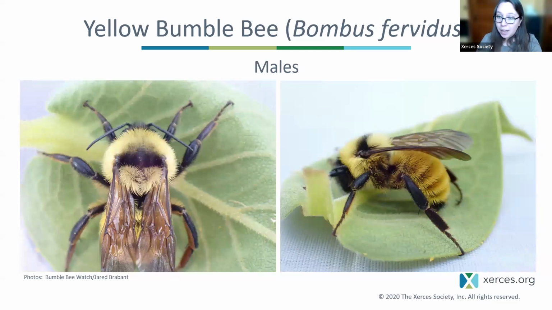For the males, similar color patterning, mostly yellow on the abdomen. T1 through 5 on this bee is yellow. It's really hard to see from this photo, but there's also a few yellow hairs on T6 right in the middle on this individual. The thorax is mostly yellow with that narrow black band between the two wing joints. And then this bee also has black hairs on the top of the head and front of the face, although it's not visible from this photo.